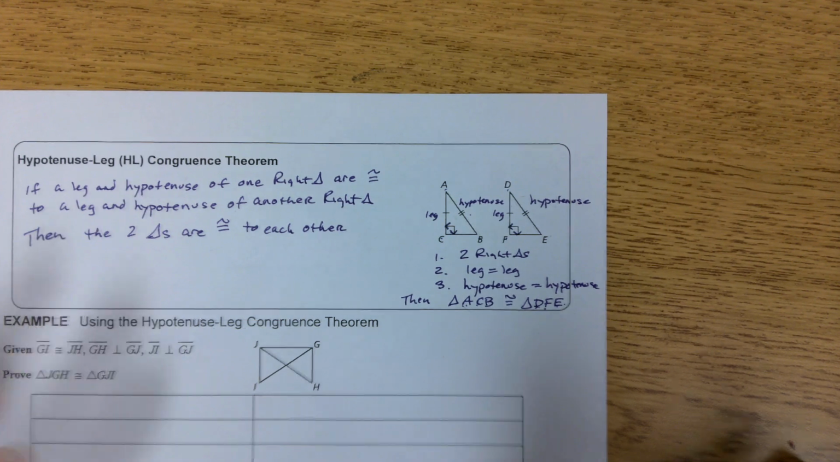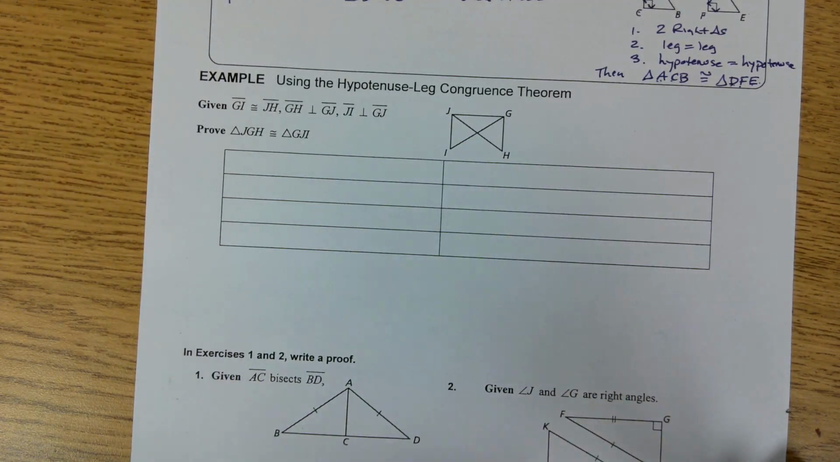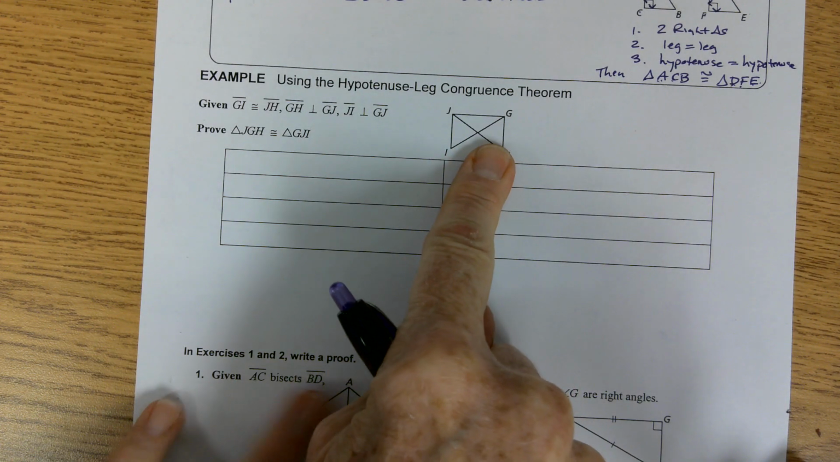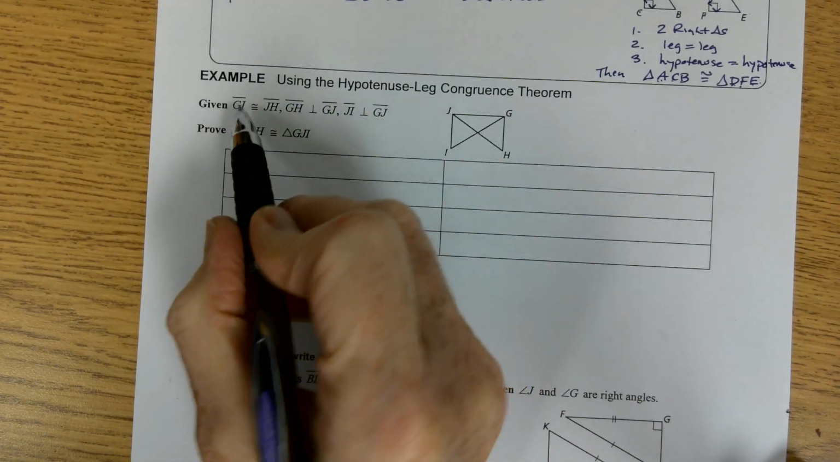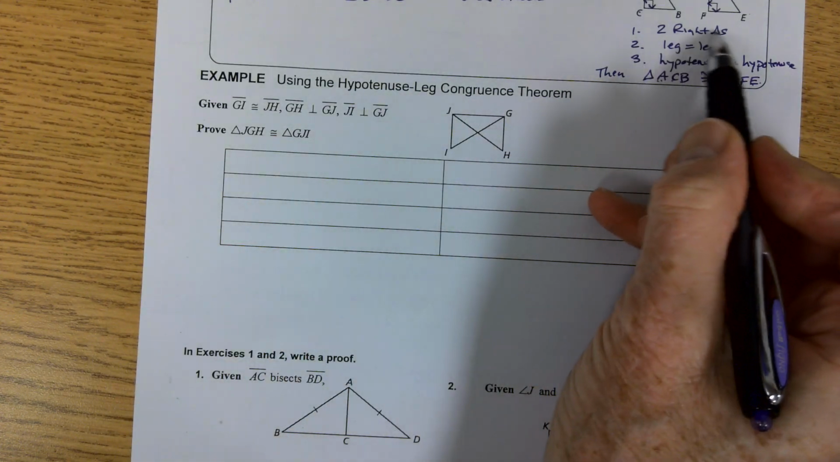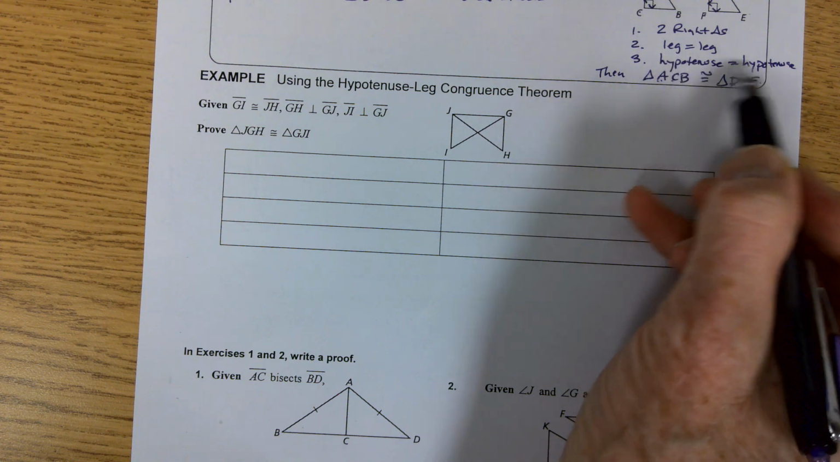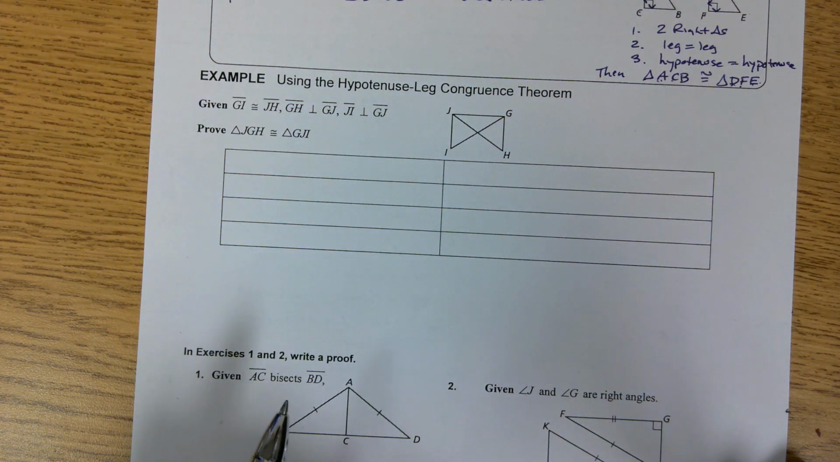Okay, we're going to do one theorem. This one's kind of hard. I'm not going to do the bottom 2. You guys try those, but I'll do this one. This one is hard. So first thing, I want to use a hypotenuse leg. So I know I have to show right triangles. I have to show a pair of legs, and the hypotenuses are congruent to each other.